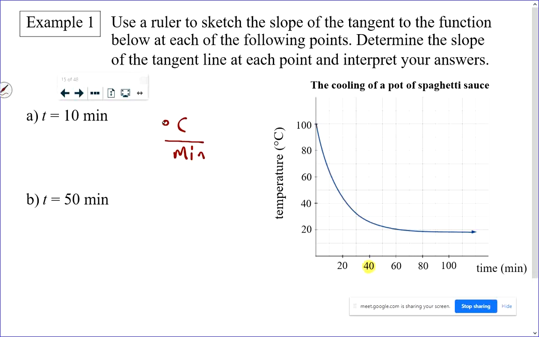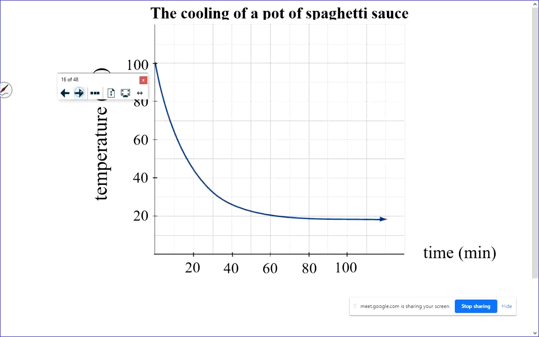So what we want to do is draw the tangent line. You want to take a ruler and draw the tangent line. Now, I can't put a ruler on my smartboard to show you this, but I'm going to plot the point first. It was at 20 minutes, is that right? 10. So I'm just going to plot a point, which is right here.